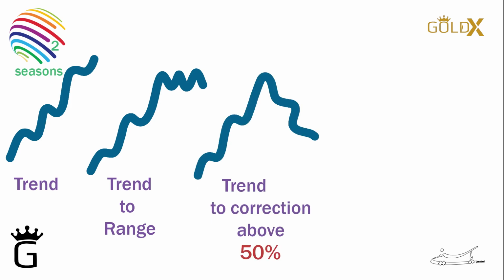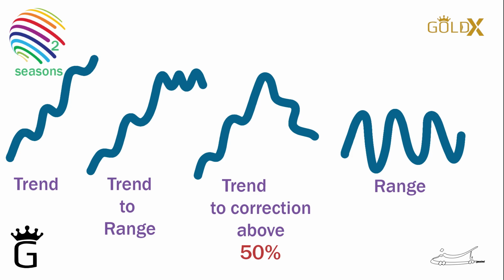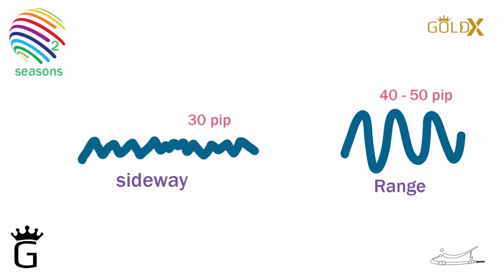Number 3. The trend to correction above 50%, after the price movement, above half of that movement returns. Number 4. Range, locking and playing the price in a range that is around 40 to 50 pips. If our range is around 30 pips or less, we call it sideways.